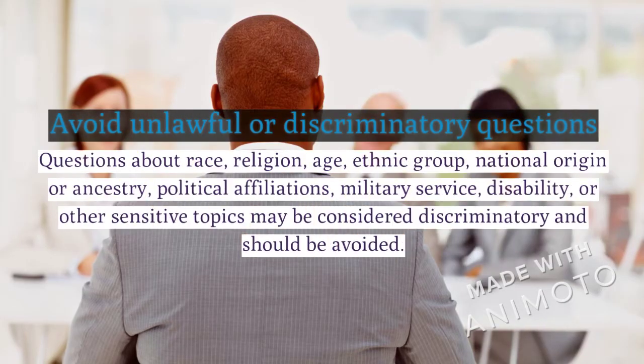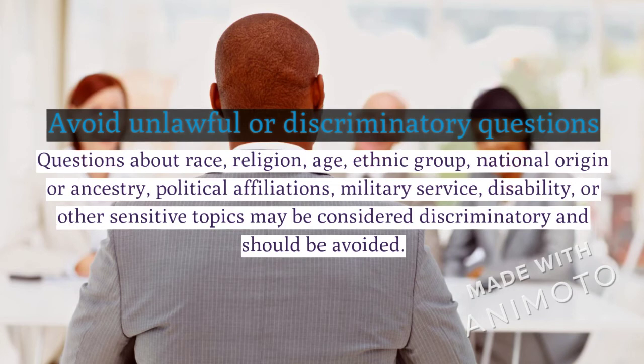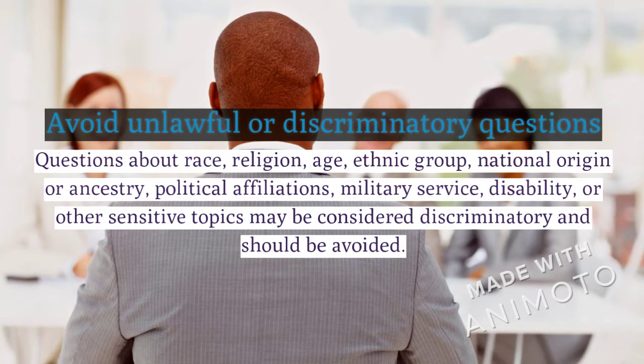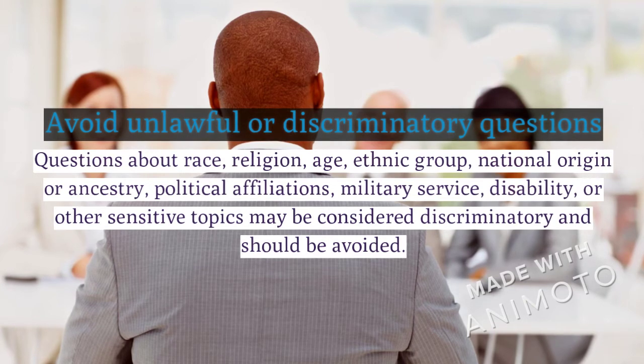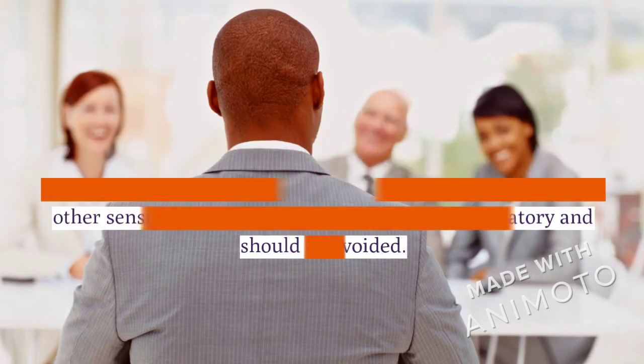Step 6. Avoid unlawful or discriminatory questions. Questions about race, religion, age, ethnic group, national origin or ancestry, political affiliations, military service, disability, or other sensitive topics may be considered discriminatory and should be avoided. Do not ask questions that might elicit such information. For example, asking about the origin of an unusual surname. As a general rule, information requested in an interview should be job-related.